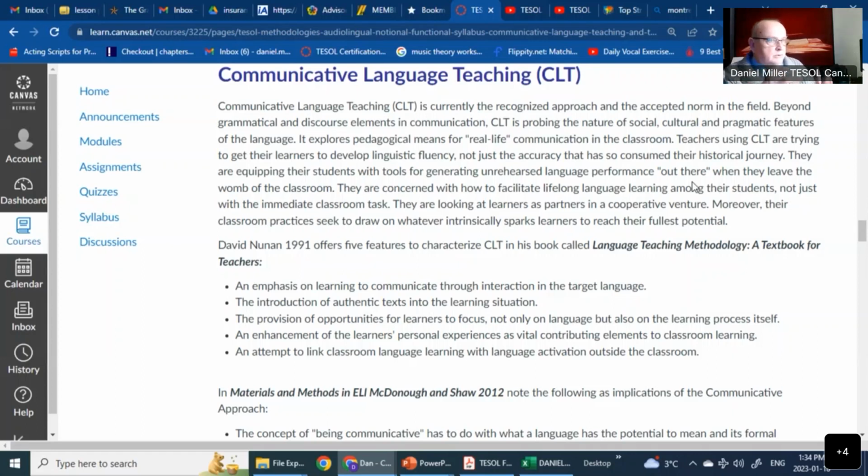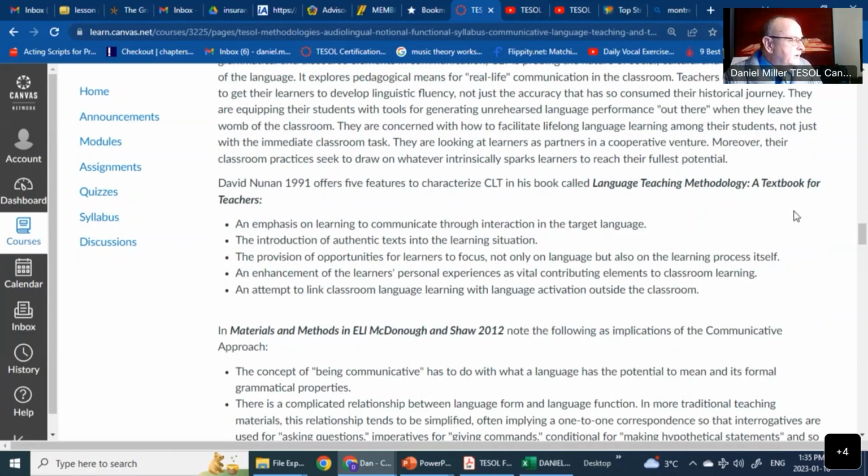The ALM process was a mimicking, copying process, but the CLT is trying to get students to think creatively, and they're trying to get the new language to be a living language, so the student thinks in the new language so they can communicate directly in the new language and not have to do a translation within their mind from their mother tongue into the new language they're learning. So they are concerned with how to facilitate lifelong language learning among their students, not just with the immediate classroom task. They're looking at learners as partners in a cooperative venture. Moreover, their classroom practices seek to draw on whatever intrinsically sparks learners to reach their fullest potential.